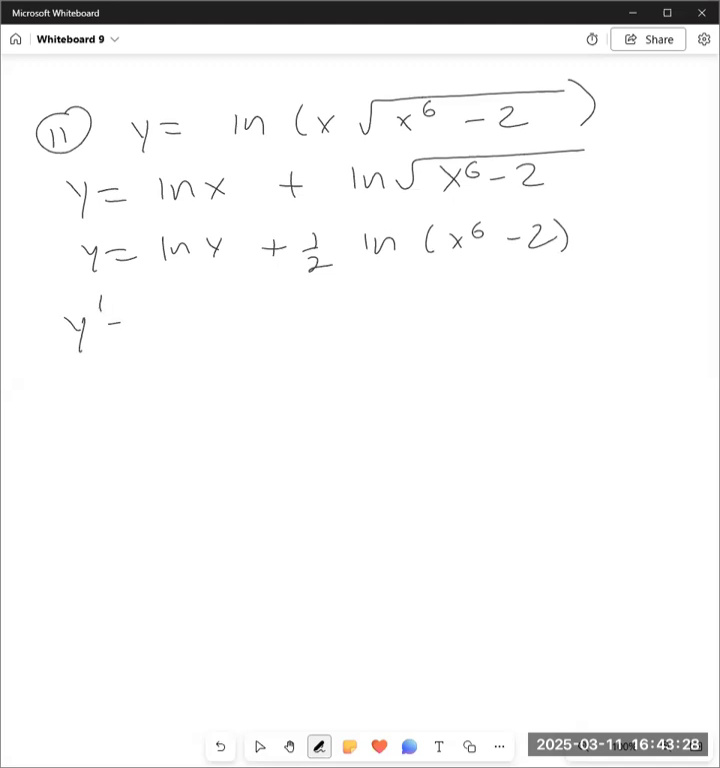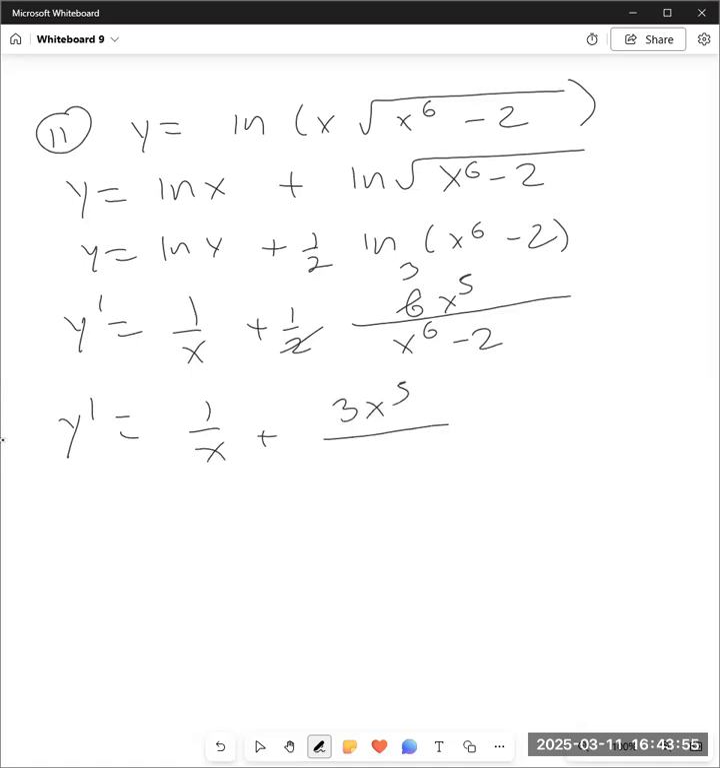So y prime is 1 over x plus 1/2 of x to the 6th minus 2 is in the denominator. The derivative of that, 6x to the 5th, is in the numerator. And so 2 goes into 6 3 times. Y prime is 1 over x plus 3x to the 5th over x to the 6th minus 2. To me, that's a legitimate answer.